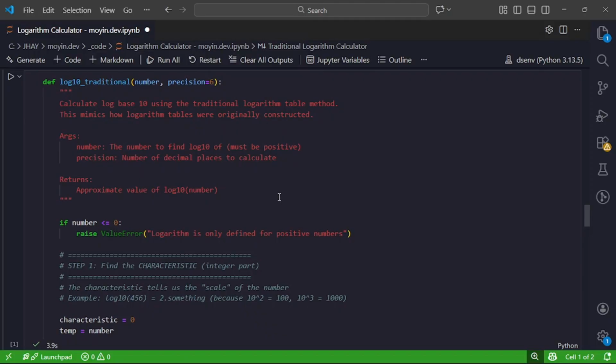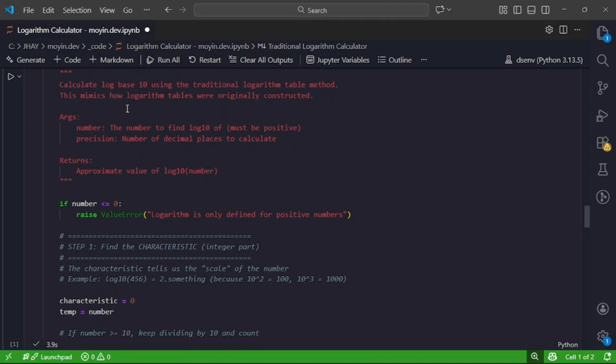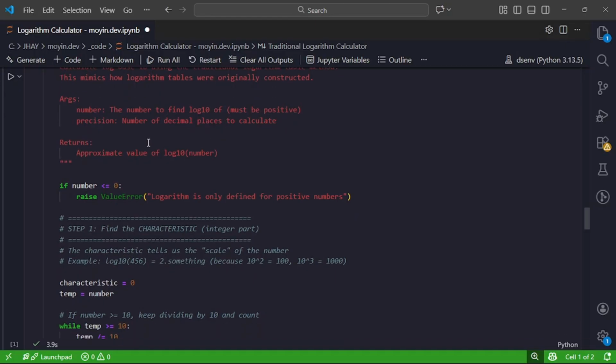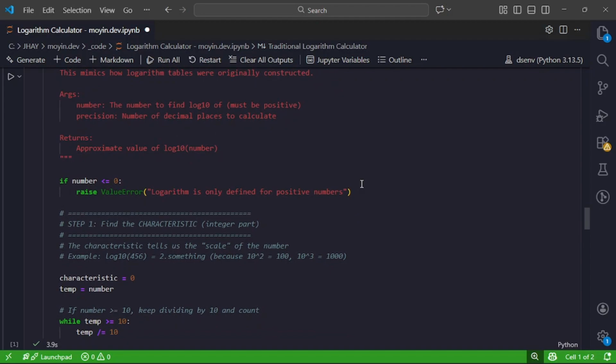So yes, the arguments, like we've mentioned: the number to find the log 10 of, which has to be a positive number, and the number of decimal places to calculate. It returns an approximate value of log base 10 of said number. Now first, we talked about error handling. We've mentioned that you want to anticipate the kind of errors that will happen, and you want to handle that. So if a number less than 0 is given, like we mentioned, this only works for positive numbers. It has to be positive, and that is why we raise a value error stating that logarithm is only defined for positive numbers. That is our side of error handling.